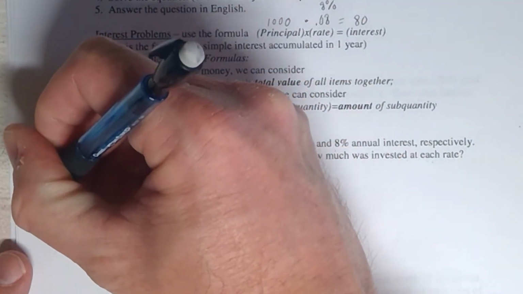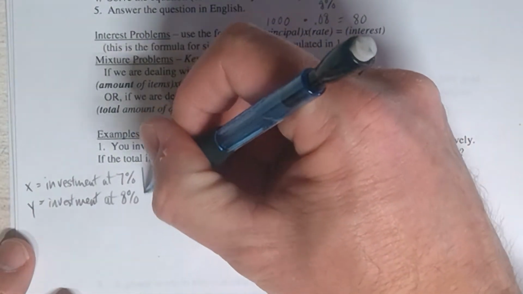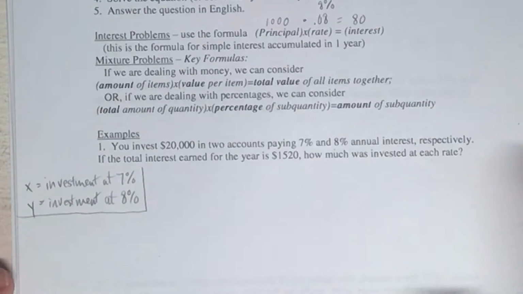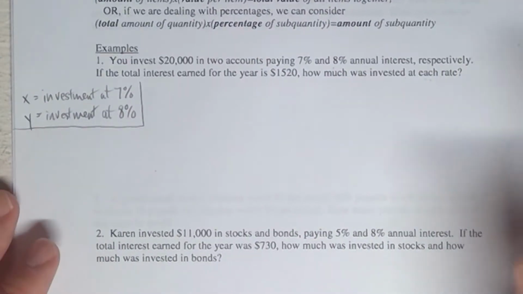I'll call it X and Y. You can call it any two letters you want as long as it's not the same letter. It's got to be two different letters. You could call it A and B if you want to, for example. But I'll call it X and Y. All right, so here's what we're going to do.